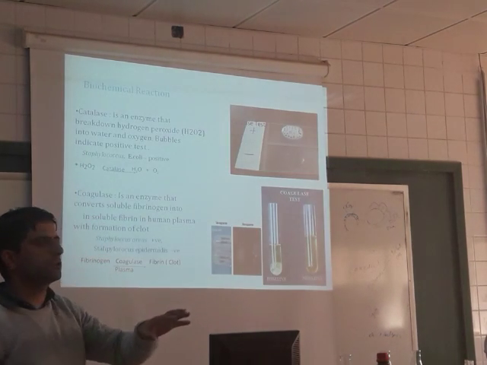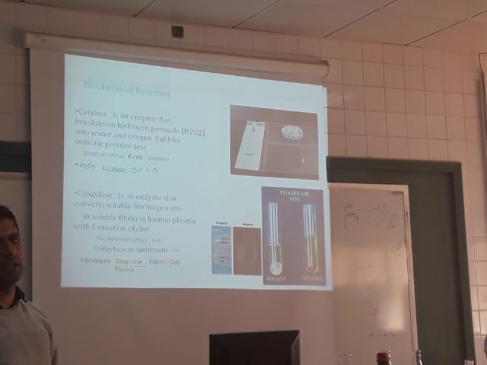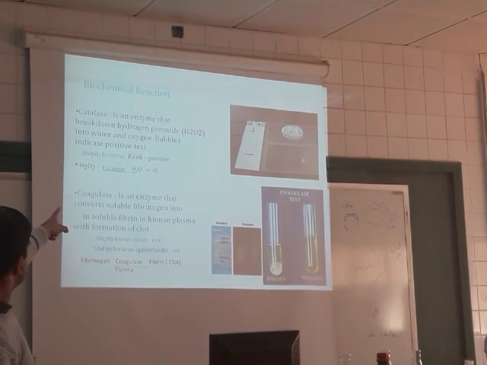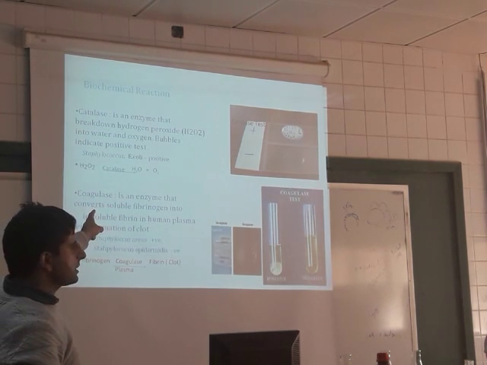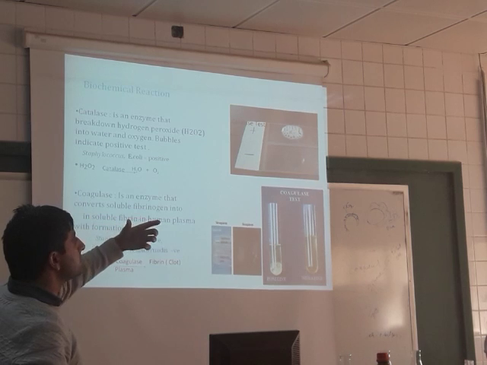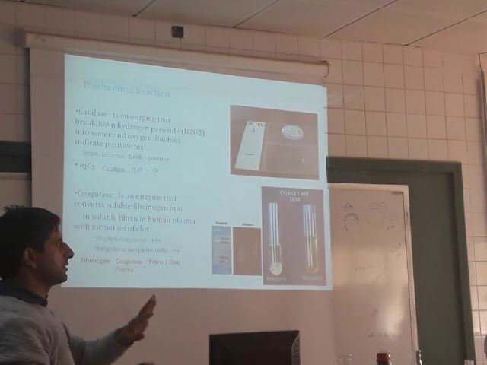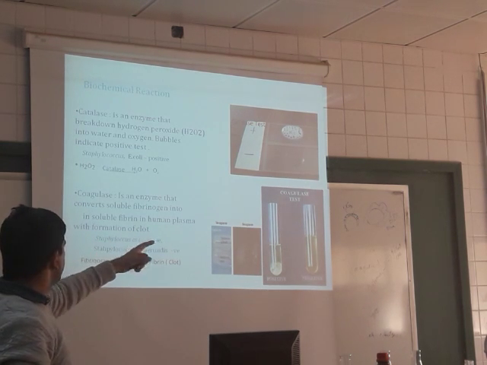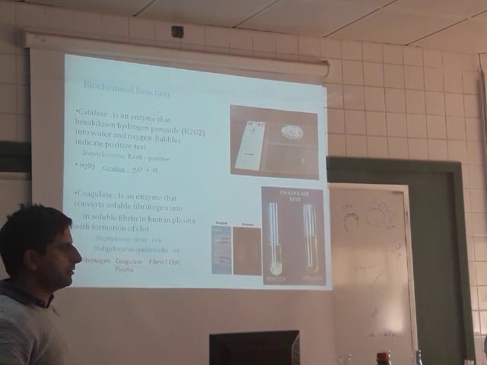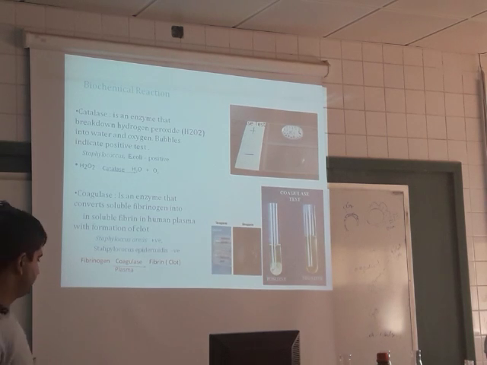Actually, meanwhile, I forgot to tell you the principle of this test. Number of times I ask the students to write the principle. The principle of catalase is very simple: it is an enzyme that breaks down hydrogen peroxide into water and oxygen. Principle for coagulase: an enzyme that converts solid fibrinogen into fibrin. The principle means how the reaction occurs, how it works.